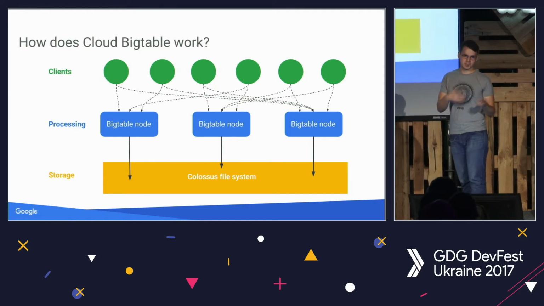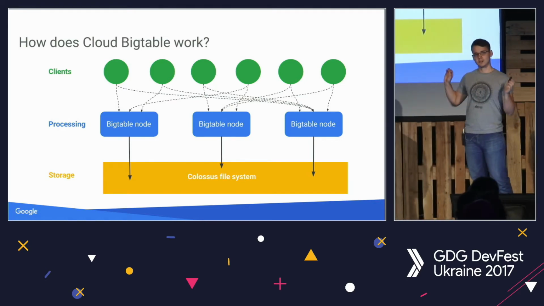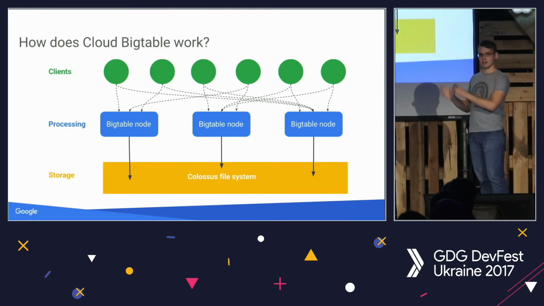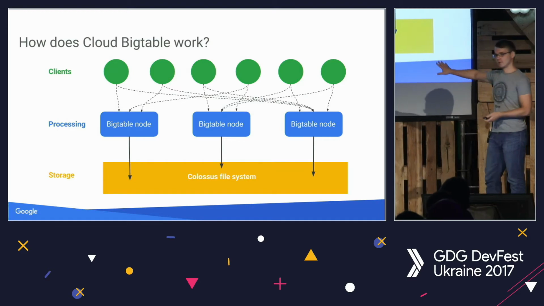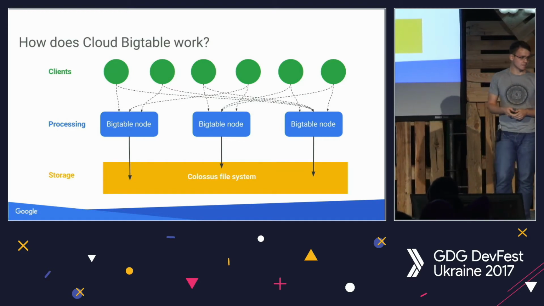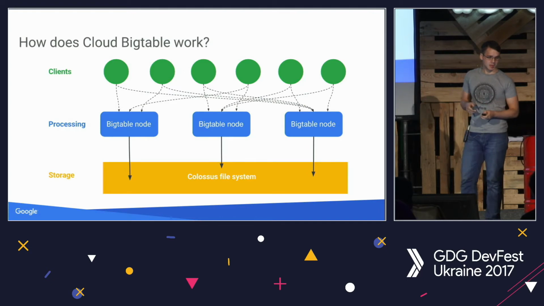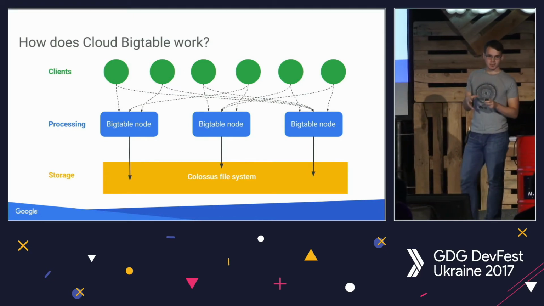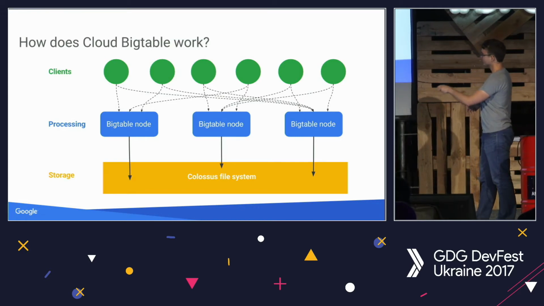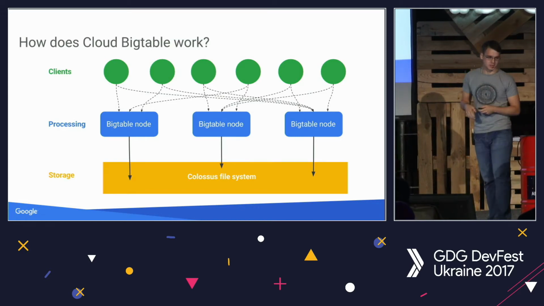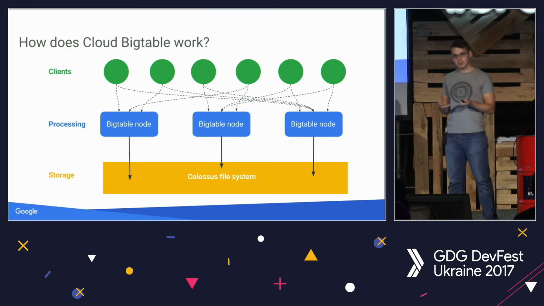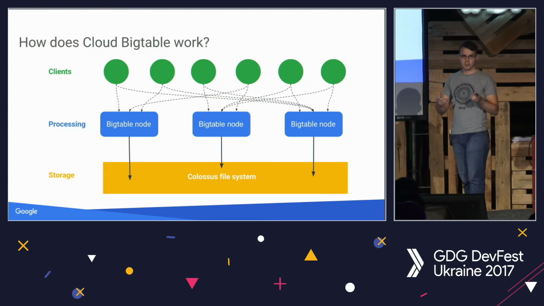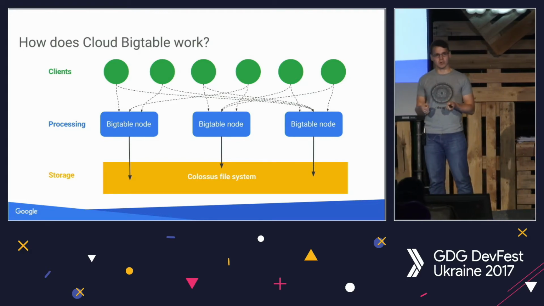Before Colossus, it was GFS, and just a quick note, if you want to learn more about the Google file system, search for the Google GFS or Google file system PDF paper; you will find very interesting reading. It's very important to understand that the storage within Bigtable is separate from the nodes. Nodes interact directly with storage. The main thing is that nodes provide only throughput, and I will tell you a little bit later how many QPS, queries per second, you can expect from every node.